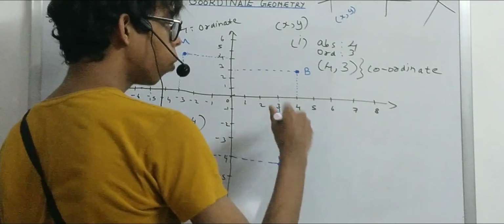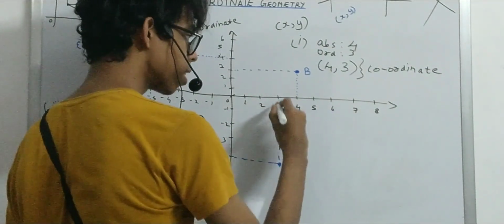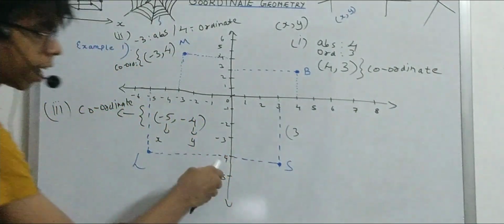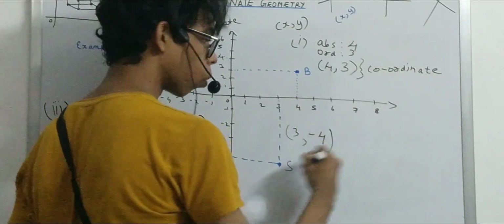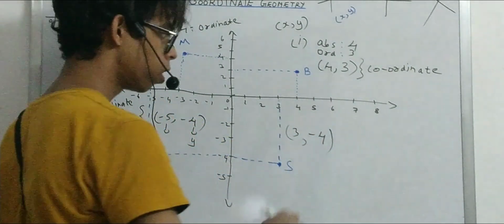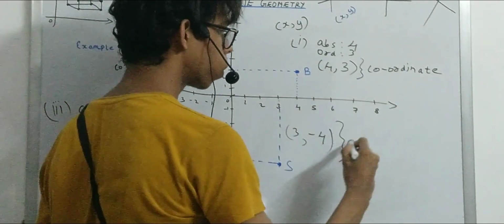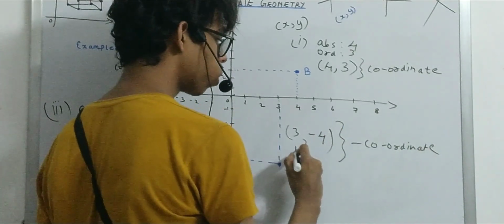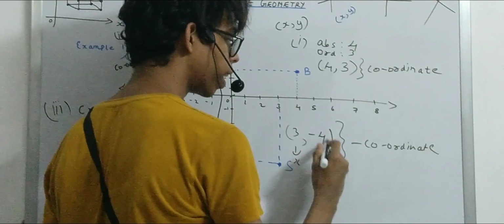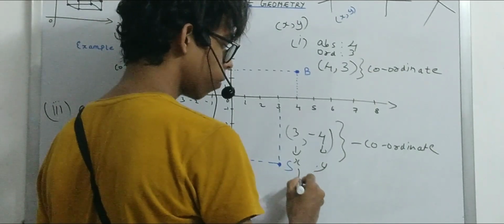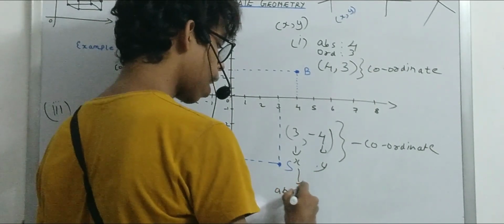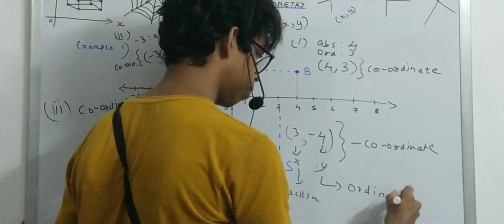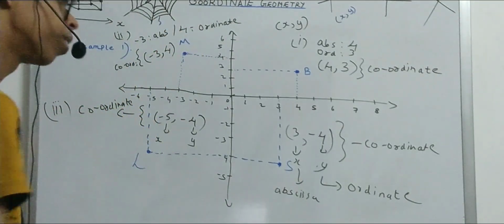First of all, what should we do? Look at the x-axis. On the x-axis it lies at the point 3. Then on the y-axis, where does it lie? On the y-axis it lies at the point minus 4. So 3 comma minus 4 is your coordinate. And 3 is your x coordinate and minus 4 is your y coordinate. Otherwise this x coordinate is also called abscissa and this y coordinate is also called ordinate.